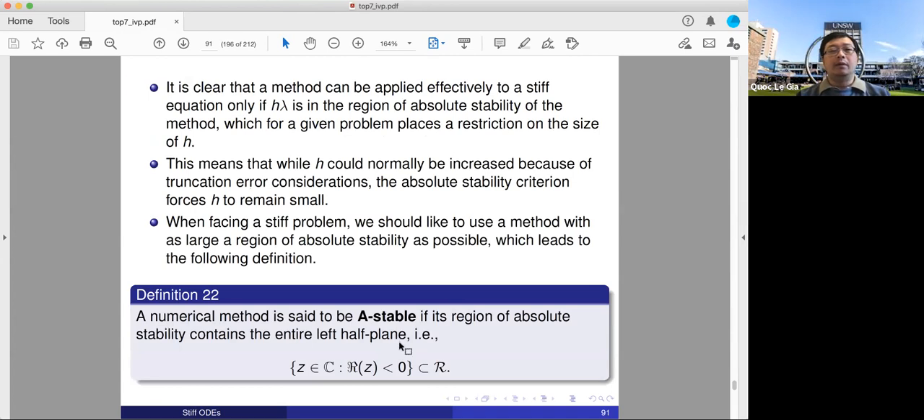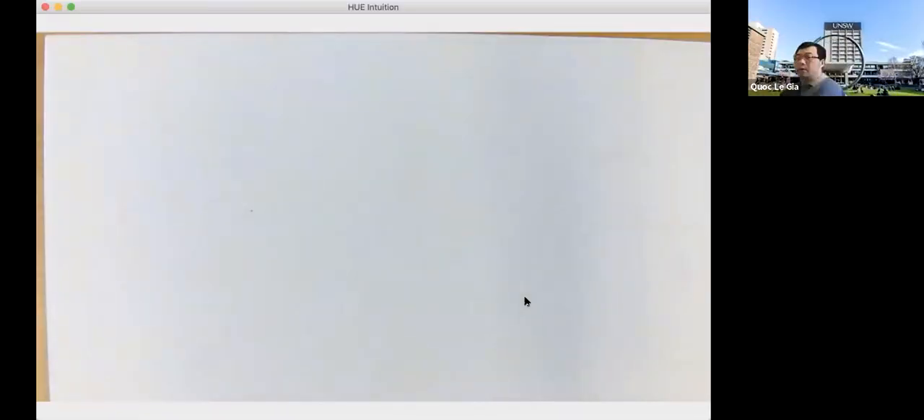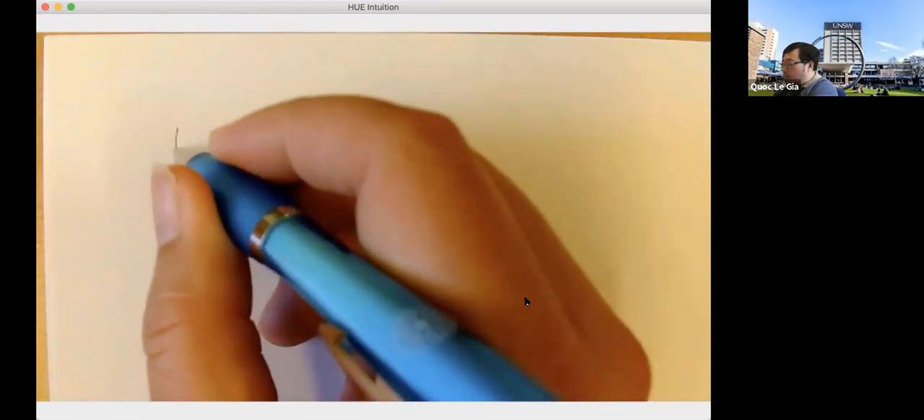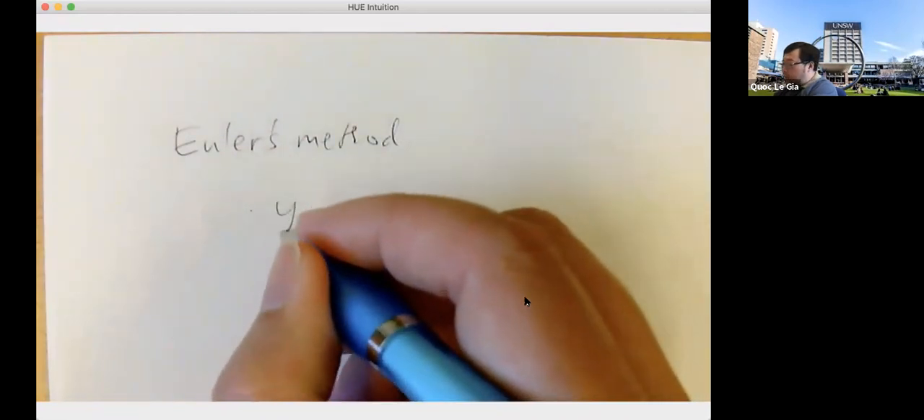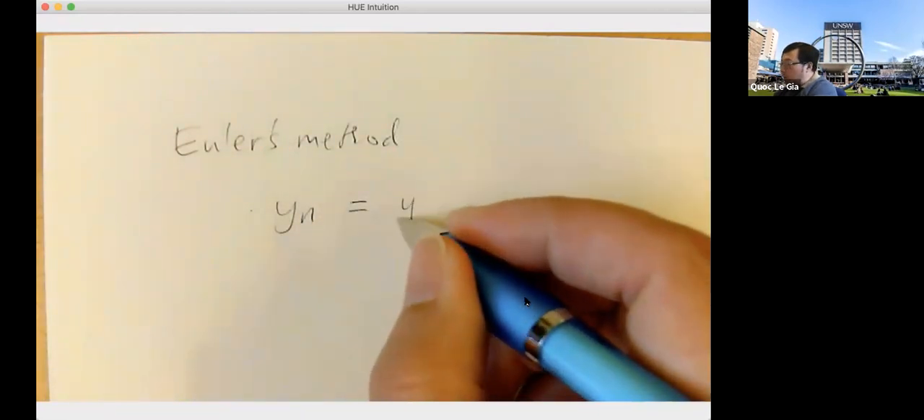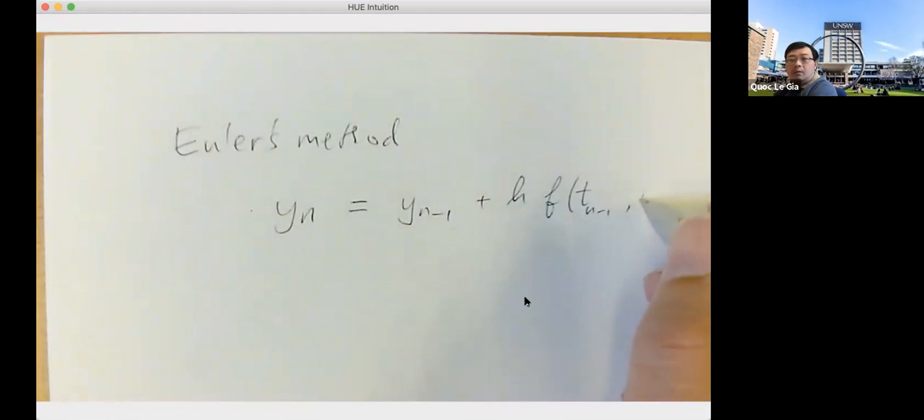And last time we considered the Euler method. Let me remind you how to write this out. By now you should know the Euler method is given by this formula, right? So yn is yn minus 1 plus h f(tn minus 1, yn minus 1).